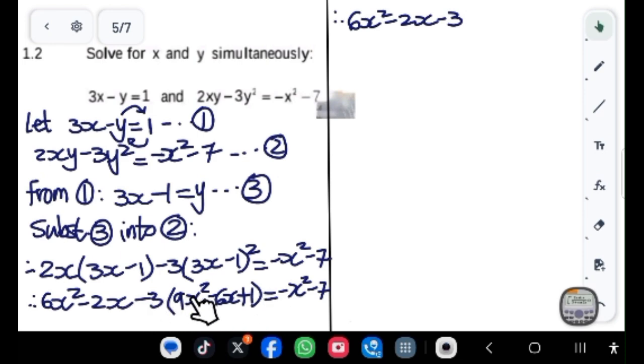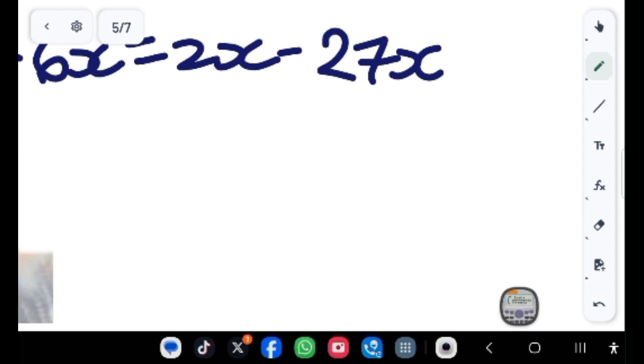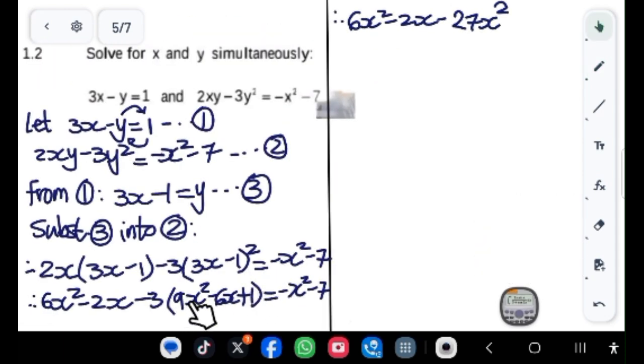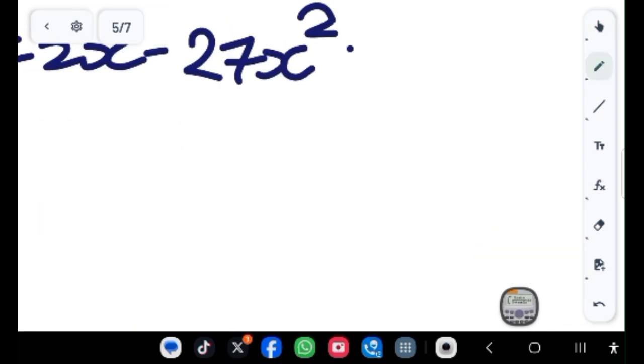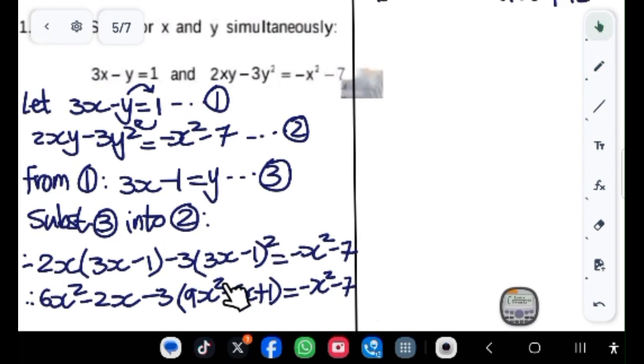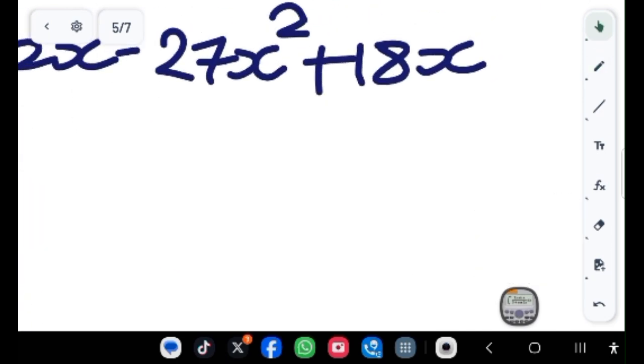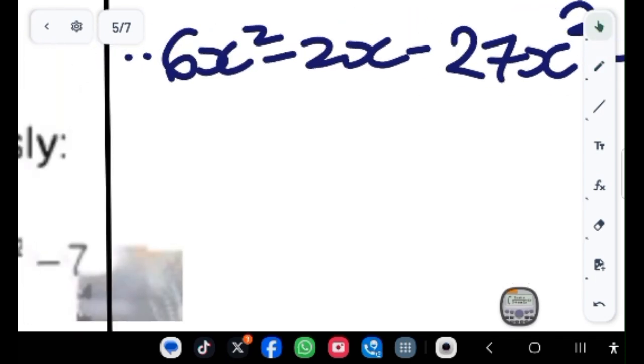Now let's expand this. That will be negative 27x squared, plus 18x. Use a calculator if you're not sure of your numbers. Don't try to crack your head. Use your calculator. Minus 3. And that is equal to minus x squared minus 7.